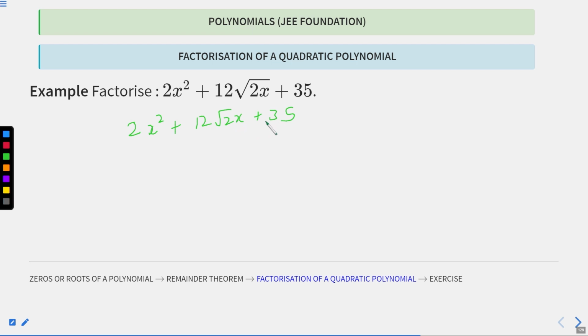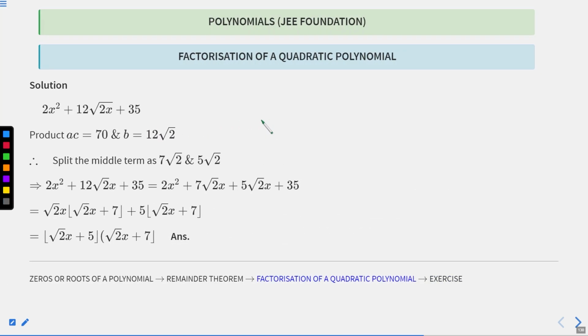I hope this is clear. So how are we going to approach it? It is very easy. We know a is this, c is this. First of all, take their product. The product will give me 70. Now take what is our b.